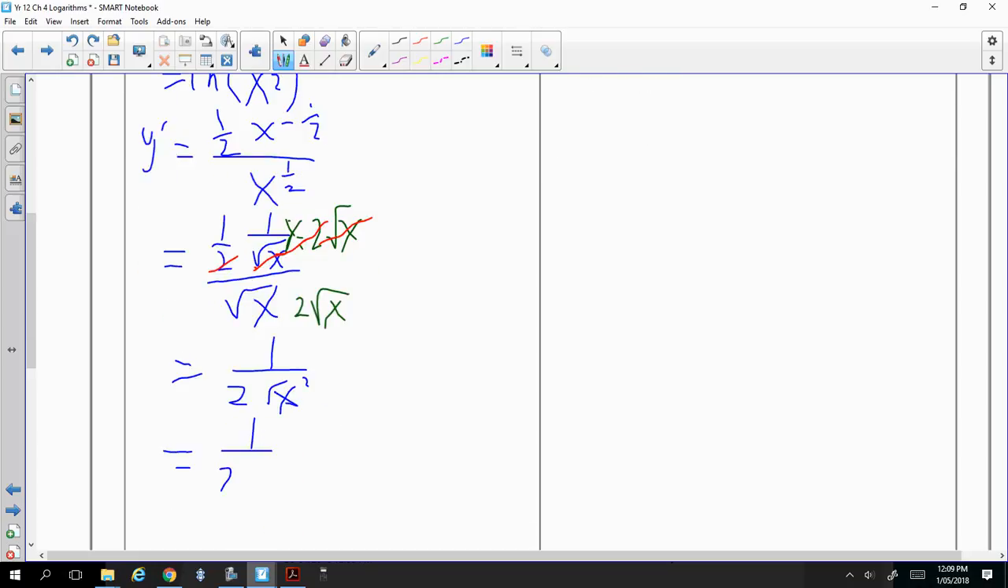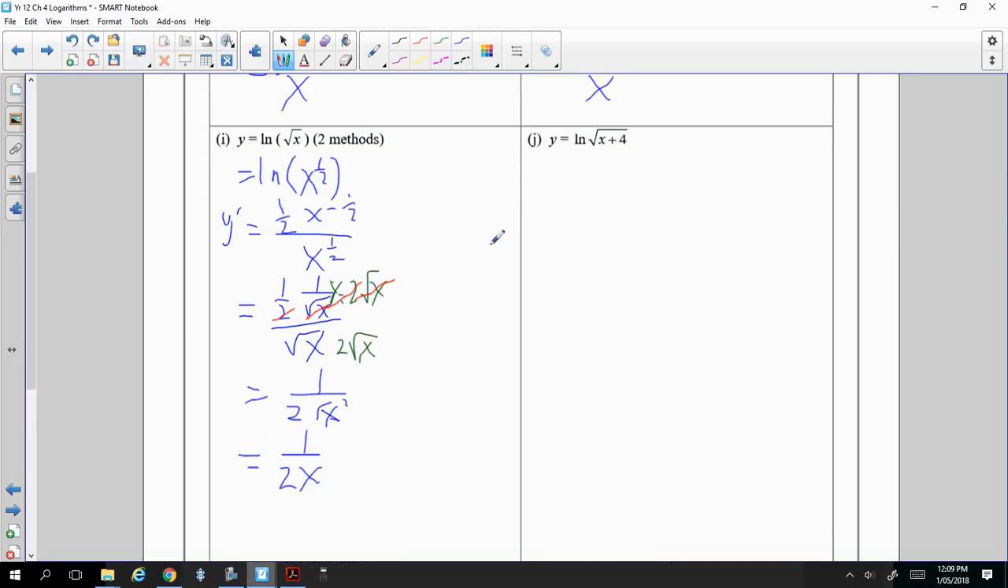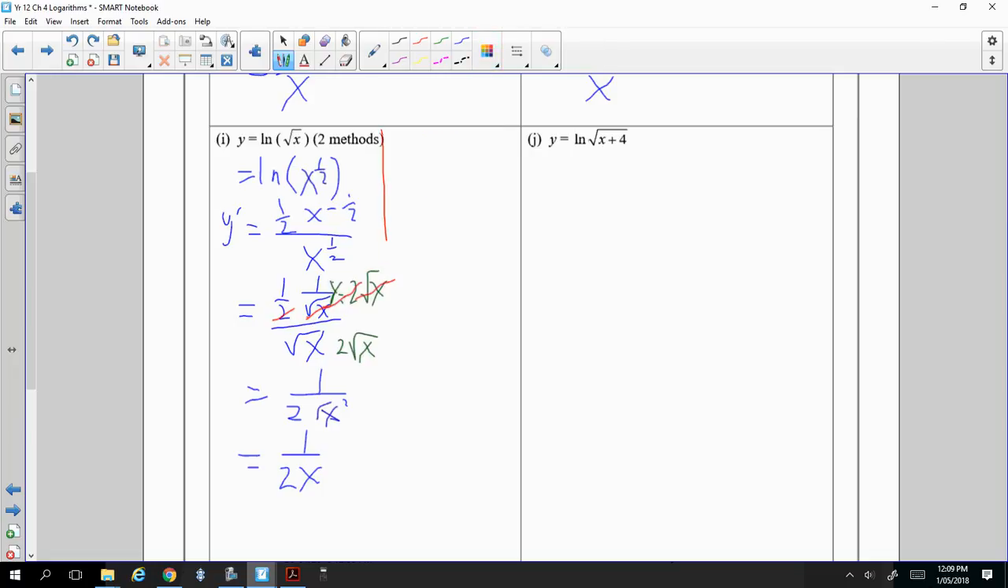And the question is, is there a faster way? Fortunately, there is a faster way, but you just have to use the log law you learned last term. Okay, let's look at method 2. So it is not recommended you use method 1 because it's very long. You will make a mistake and it's unnecessary.